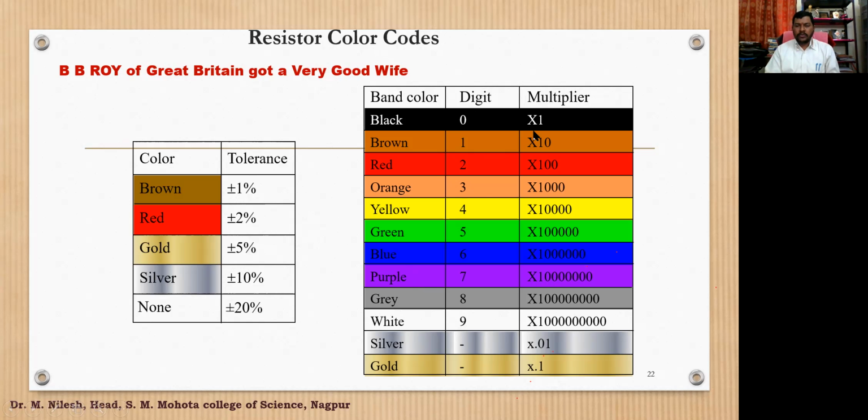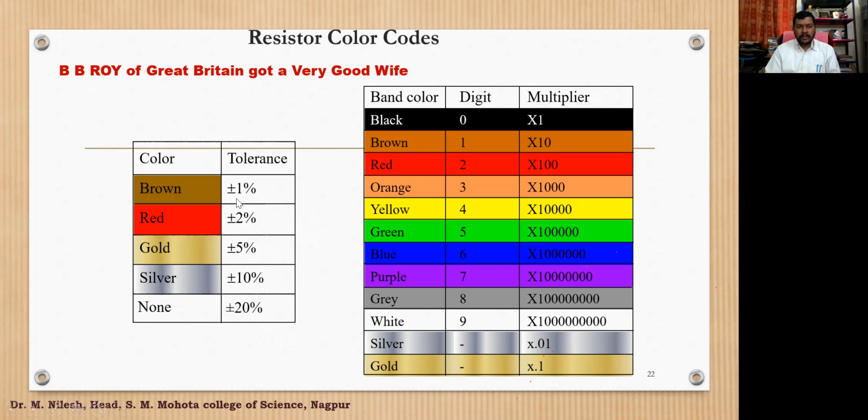So according to that, if we have a multiplier, then it is multiplied by 1. If it is, say, just first or second band, so accordingly we'll have that. And then we have the tolerance, as three bands are there. Brown, sorry, five bands: brown, red, gold, silver, and none.